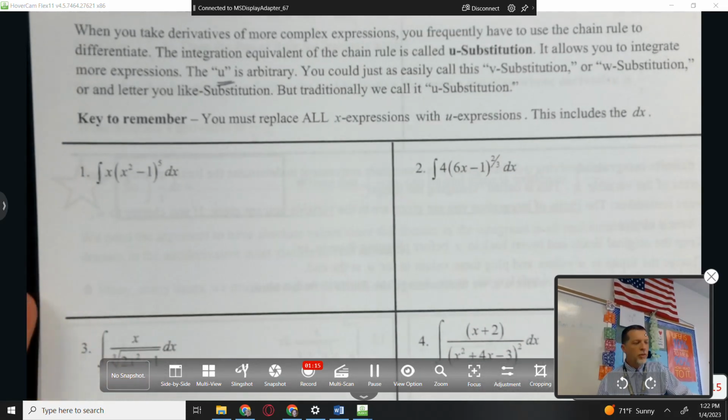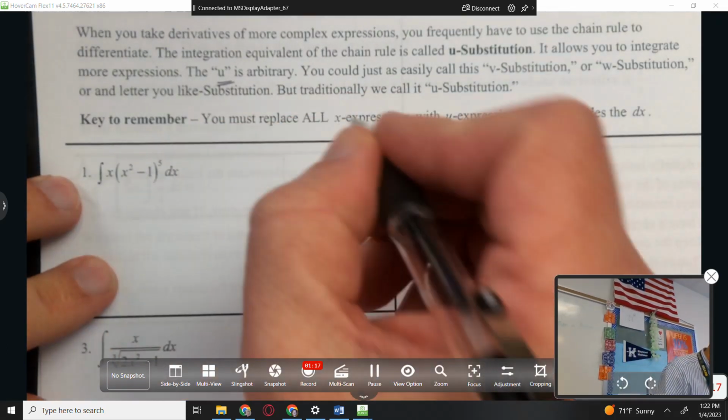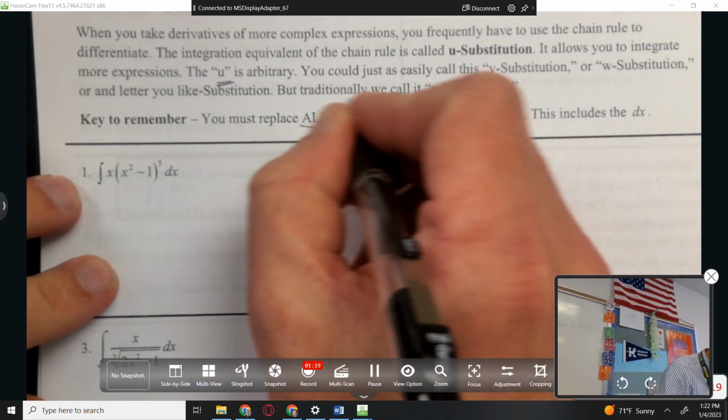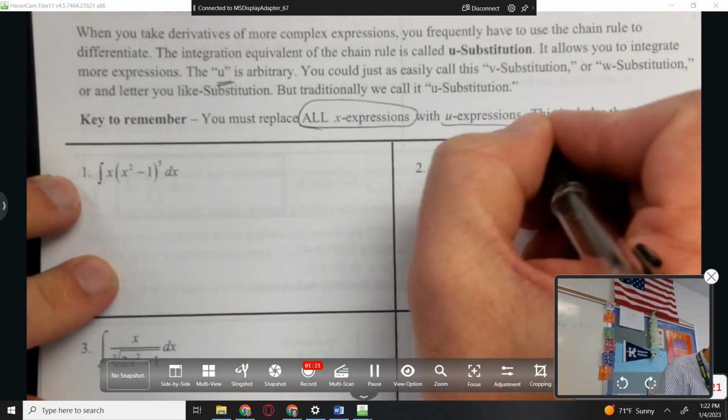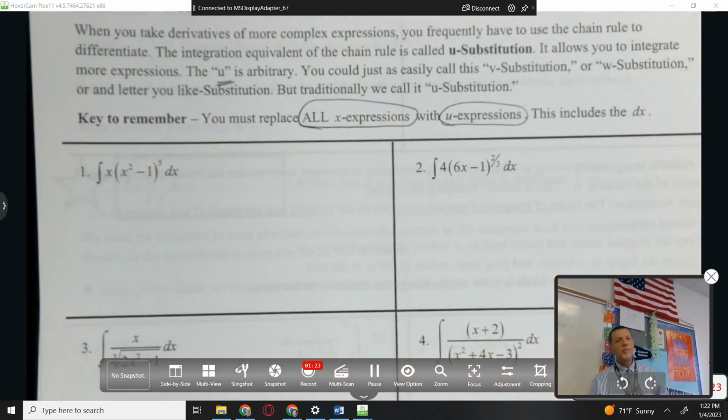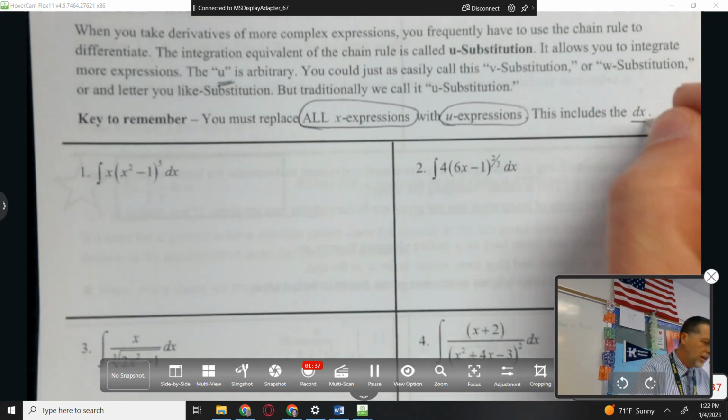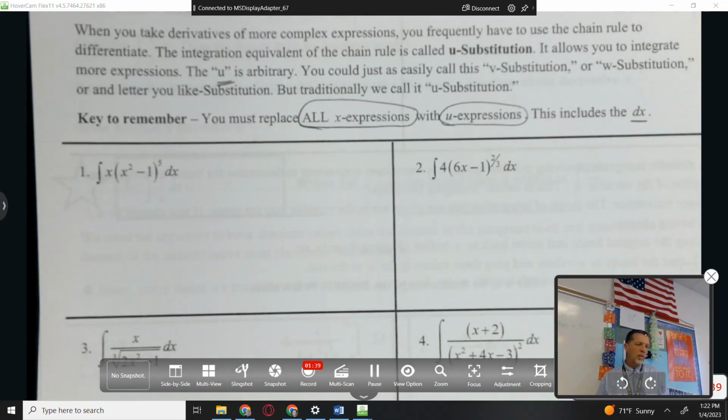Okay, the key to remember is you must replace all x expressions with u expressions. That's the big thing. The error is to go sort of halfway and you end up with some x's and some u's, and then you're really messed up. You've got to commit and get all the x's out, replaced with u stuff, including the dx.